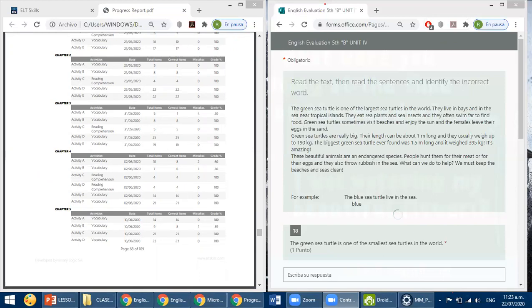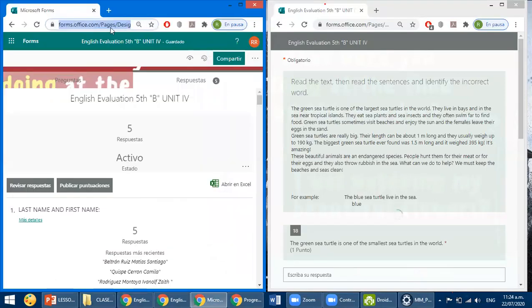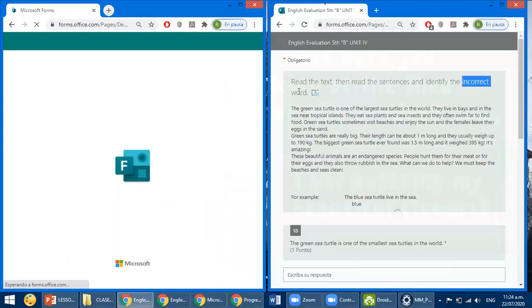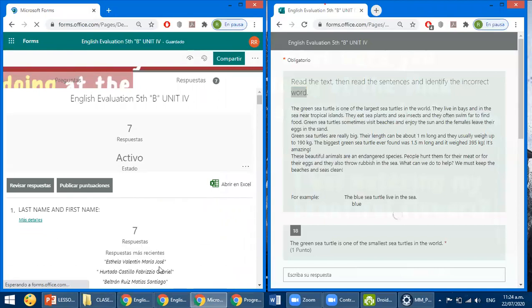Teacher, ya terminé mi evaluación, no sé si le habrá llegado. Teacher, una pregunta. Yes. En la pregunta 18, 19, 20, 21, ¿tenemos que escribir la palabra que está mal o escribir la correcta? No, solo la palabra que está mal. The incorrect word. Only the incorrect. Yes, Maria Jose, you finished the evaluation. Very good. Fabricio Hurtado, also you finished. Good, my friend. Very good.